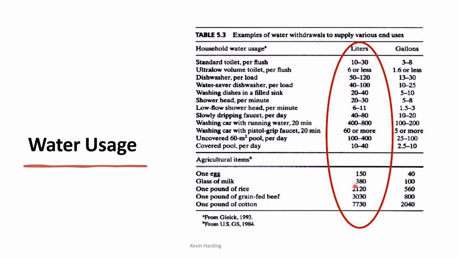That's because that dirty water is then going to be thrown into rivers, and those rivers then pollute the streams and other water sources. And later in the course, as I say, we'll show you how that number actually gets calculated. One pound of cotton, though, is one of the more famous examples where cotton is very water intensive. It's 7,730 liters of water for one pound of cotton.